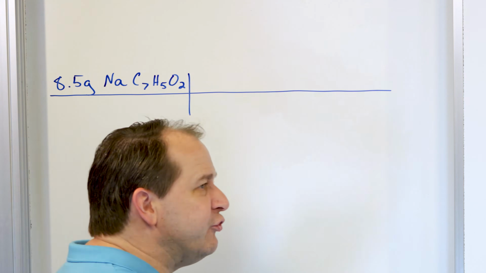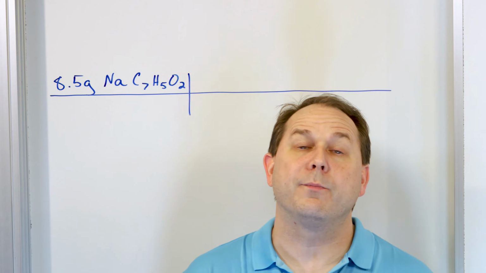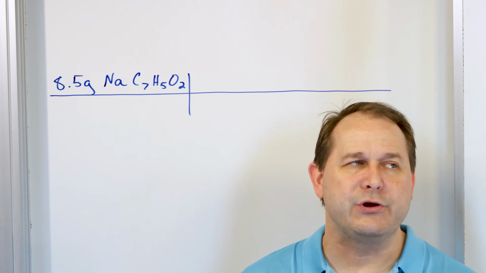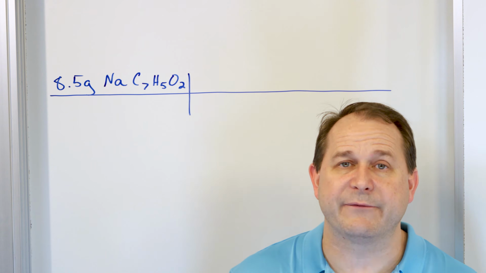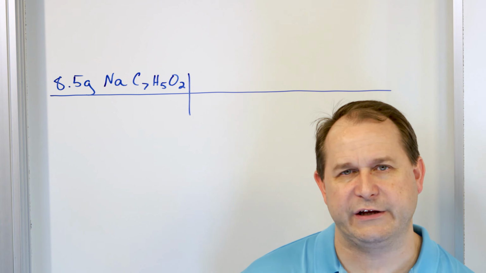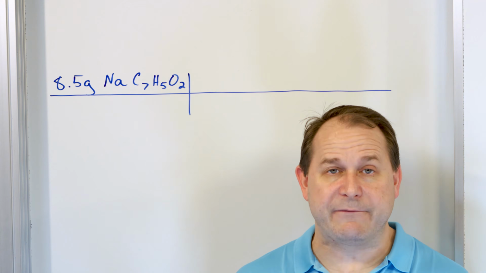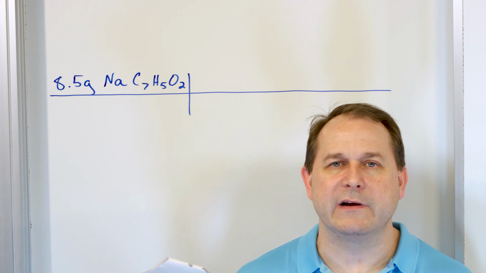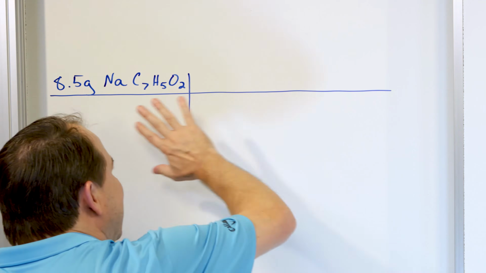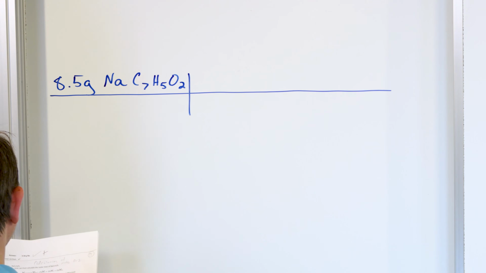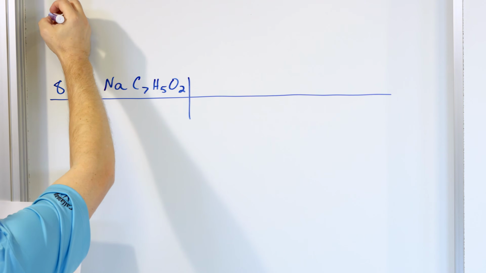Now, before we even do anything else, in almost all problems, it's a good idea when you have a compound or a molecule or whatever that you're dealing with to find the molar mass of it first, because you're almost always going to use it. In a chemical reaction, we're definitely going to use it. In these conversion problems, we're almost always going to use it as well. So even without thinking about what we want to do next, let's go ahead and figure out what the molar mass of this compound is.